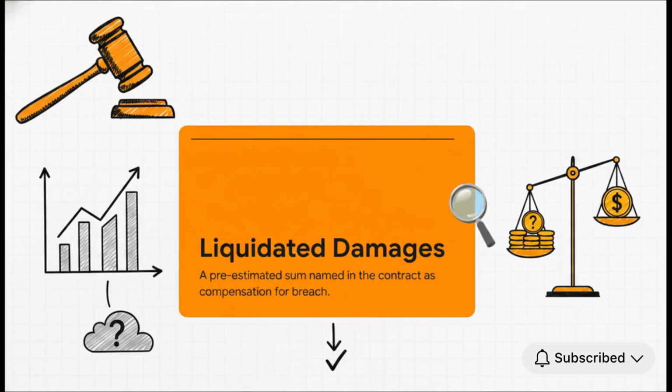Then we have the other path, Section 74, Liquidated Damages. This is when you pre-estimate the damages and write a specific number right into the contract. It was designed to cut through complex common law rules. But, and this is a massive but, Indian courts will only enforce that number if it is a genuine, reasonable reflection of the actual loss. It cannot just be an arbitrary punishment. The number you put in the contract, that's just the ceiling. You're still only going to get reasonable compensation up to that capped amount.